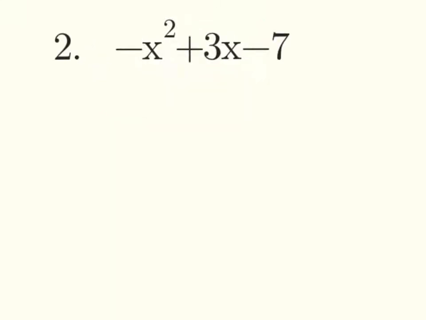Our second problem. We'll just kind of look at this one here. We have a negative x squared, a positive 3x, and a negative 7. Really, there's not a whole lot I can take out. I mean, the only numbers here are negative 1, 3, and negative 7. There's not much I can do. So my GCF here is simply just going to be negative 1, because I can divide everything by a negative 1.